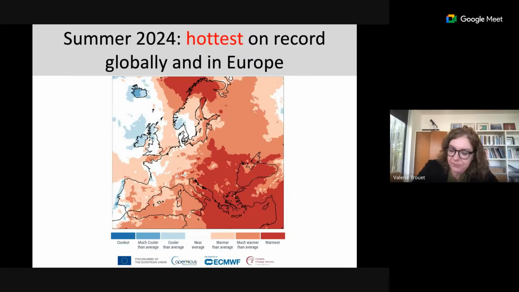This is a map from Copernicus, the European Climate Service Office, that showed that the summer of 2024 was the hottest on record, and by record they mean now the instrumental record, globally, but also specifically in Europe. But I'm showing this map because it'll come back later in the talk. So this is the heat map of the past summer of 2024 over here.